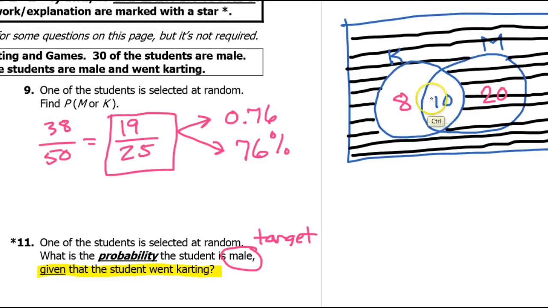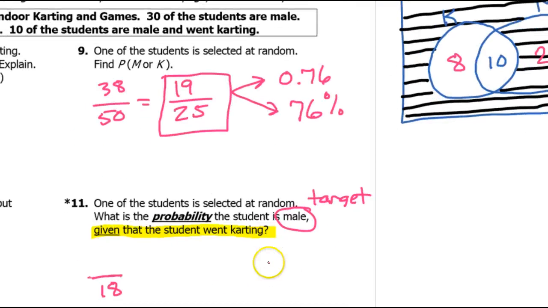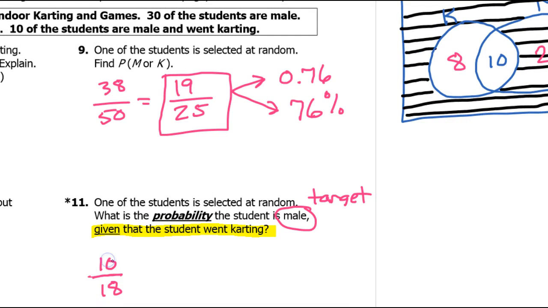Okay, so which one of these numbers represents men in the set? It's the 10. All right, the little 10 over here was part of the male circle. So 18 students went karting. All right, we're given that 10 of them are male and 8 of them are not male. Okay, so target over total, there are 10 males out of a total of 18 students. So this is going to reduce down to 5/9.